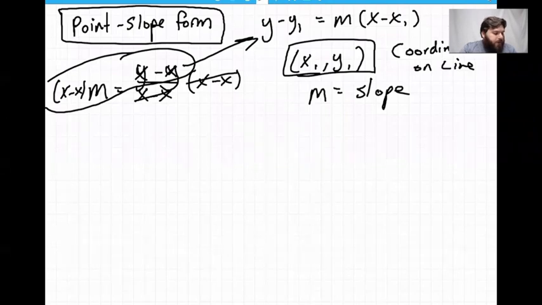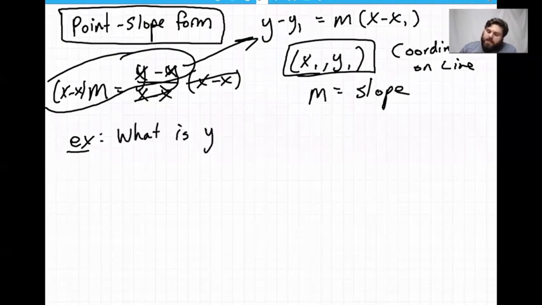Okay, so if you're given the slope and a point, you just plug those numbers in, you're good to go, okay? A lot of the times they want you to plug them in and then change forms, and that's easily doable. We will go ahead and look at something like that. All right, so let's look at an example.